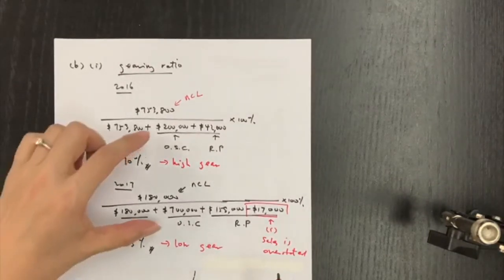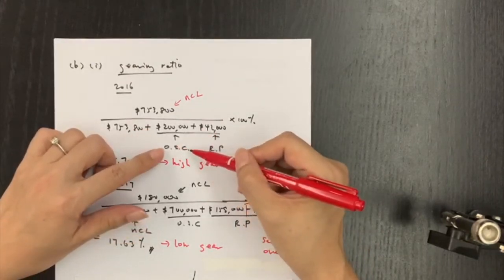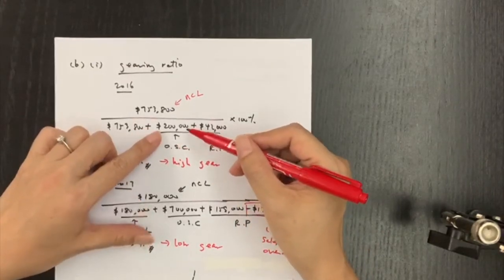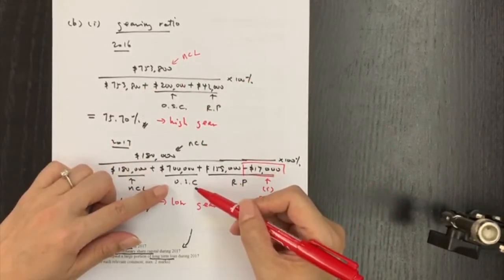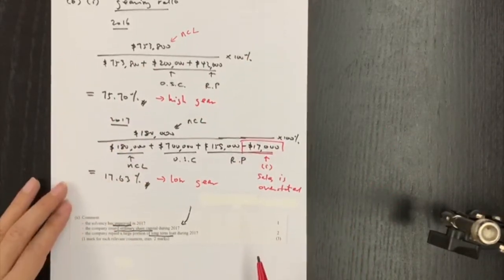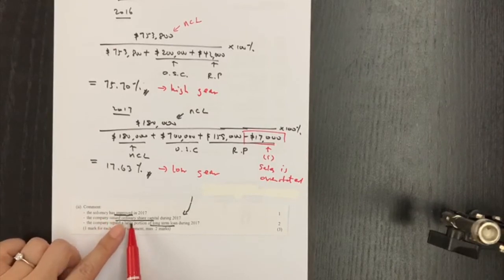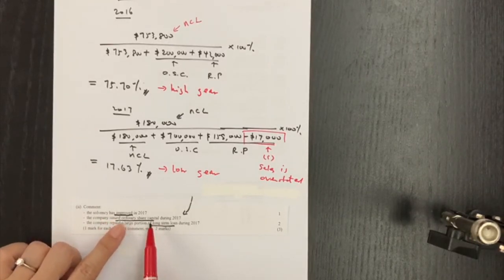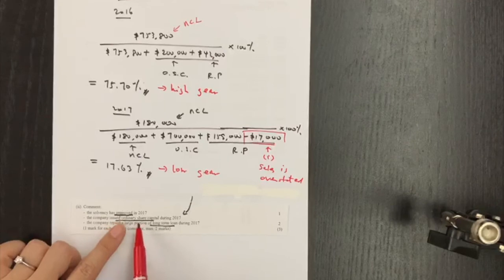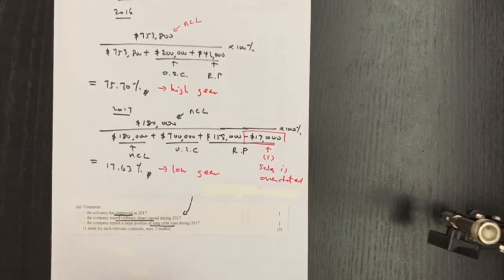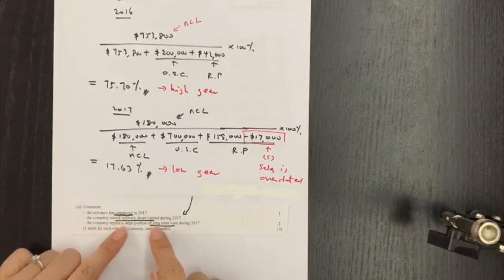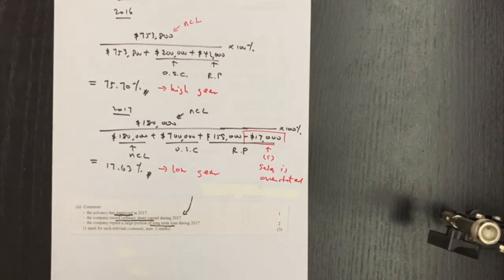And also, if you compare the figure for ordinary share capital, last year 200,000, and this year going up to 700,000. So what happened? The firm has issued more ordinary share capital. This is fine because for ordinary share capital, the company does not need to pay any dividend, because dividend is not fixed and depends on whether you make profits or loss. So relatively, you have much less financial burden in 2017.